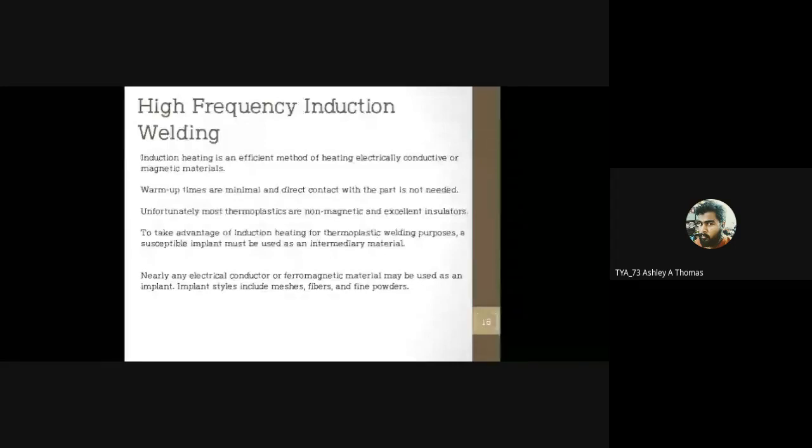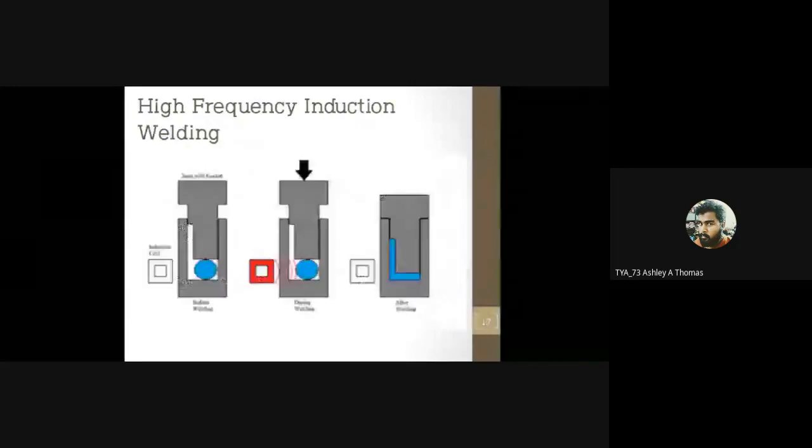So that implant material will be a conductor material. It will be a magnetic material so that it will get heated, and once it gets heated, automatically the surrounding surface will also get heated. Now let's see here. In the first figure, this is the induction coil which is kept at the side, and these two components we have to join. And what you are observing in blue color is actually the implant.